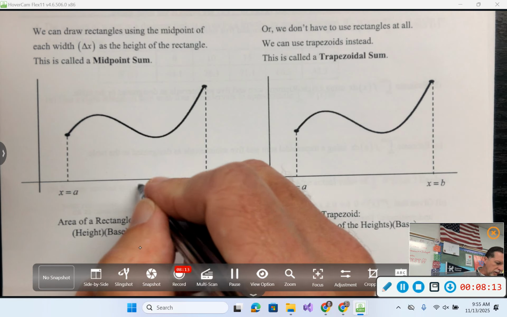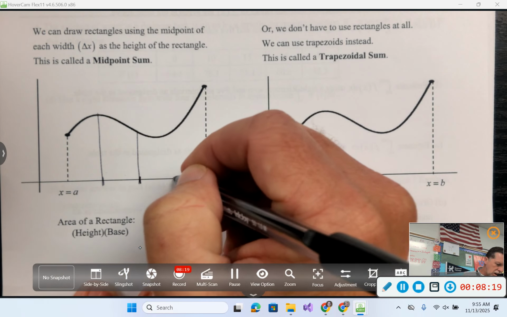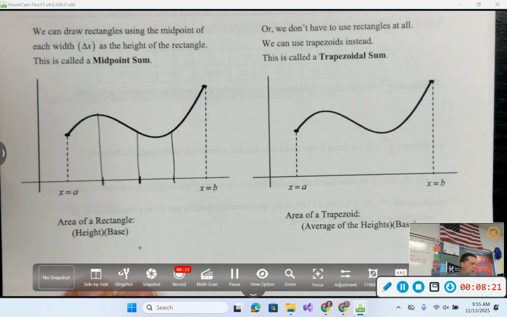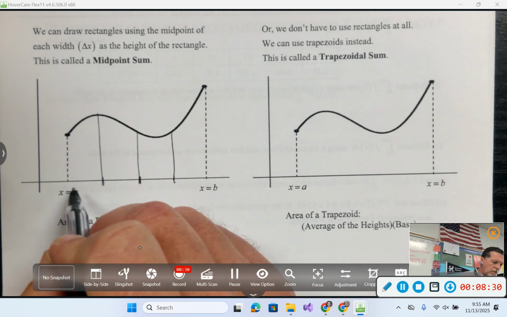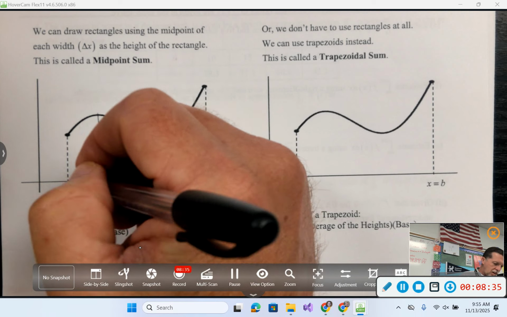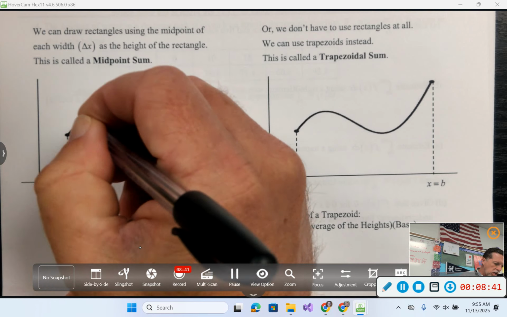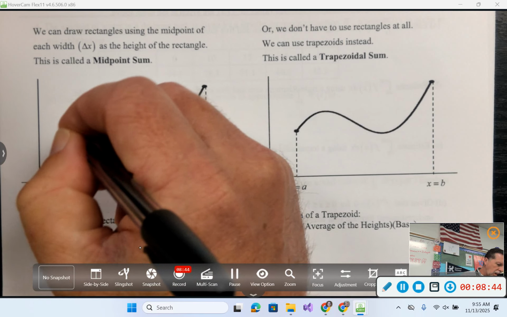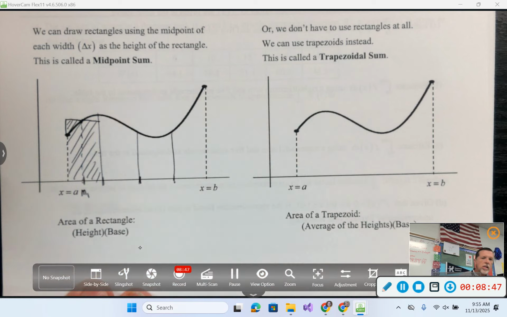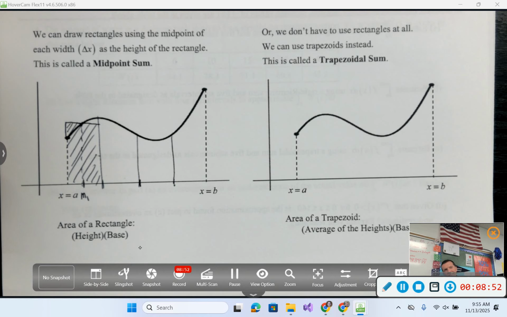So let's put 4 subintervals on there again. Of that first interval, the midpoint height means halfway between the left and right. That would be like midpoint number 1. We would use this height. This is the height at the midpoint. So not the left height, not the right height, but the middle height.